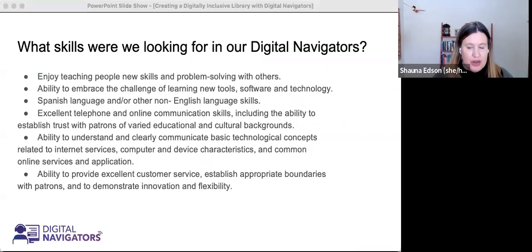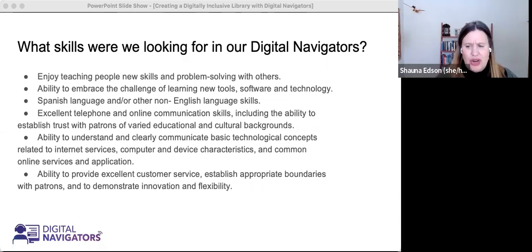So one thing we get asked often is, what types of skills are we looking for when we're hiring digital navigators? And I like to place a strong emphasis on communication, empathy, cultural sensitivity, since repeated interactions are expected, and the development of a trusted relationship between the digital navigator and the patron is critical. So we can often teach some of the technology skills necessary to do the job, but it's a lot harder to teach some of those soft skills.